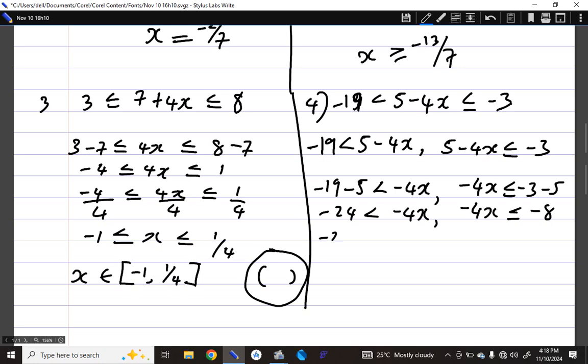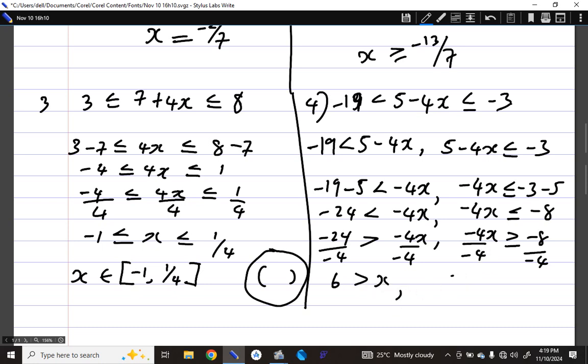So divide both sides by minus 4. So I have minus 24 divided by minus 4 is greater than minus 4x divided by minus 4, and we now have that minus 4x divided by minus 4 is greater than or equal to minus 8 over minus 4. So we have 24 divided by 4 to give us 6. So I'm having that 6 is greater than x, and we now have here that x is greater than or equal to 2.